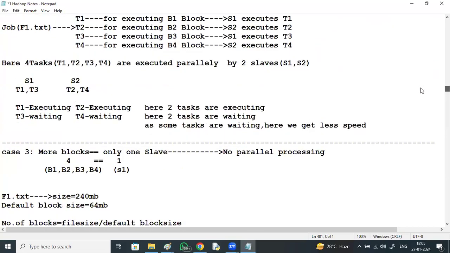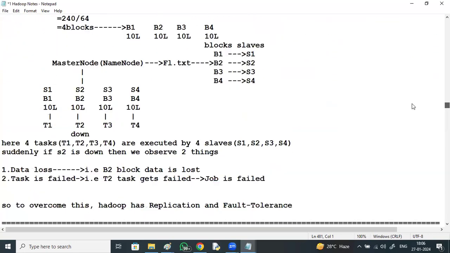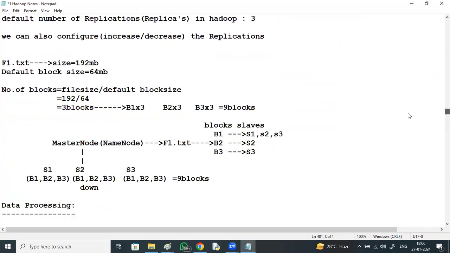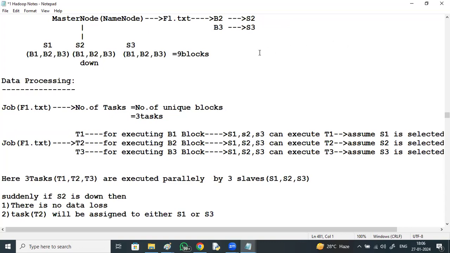Let's say you told that the master node is not replicated. In that case, if the master node itself fails, what happens? A good query. See, if one slave fails, then the task will be assigned to another slave. If the master itself is down, the entire cluster will be in spectator mode. You cannot perform any storage or processing.